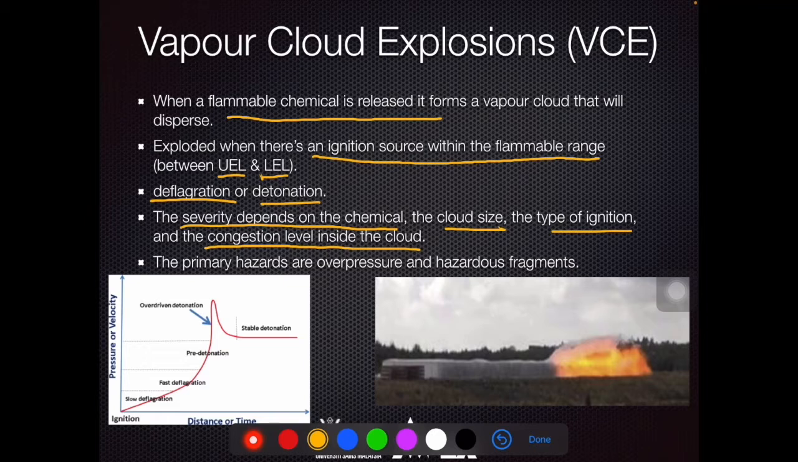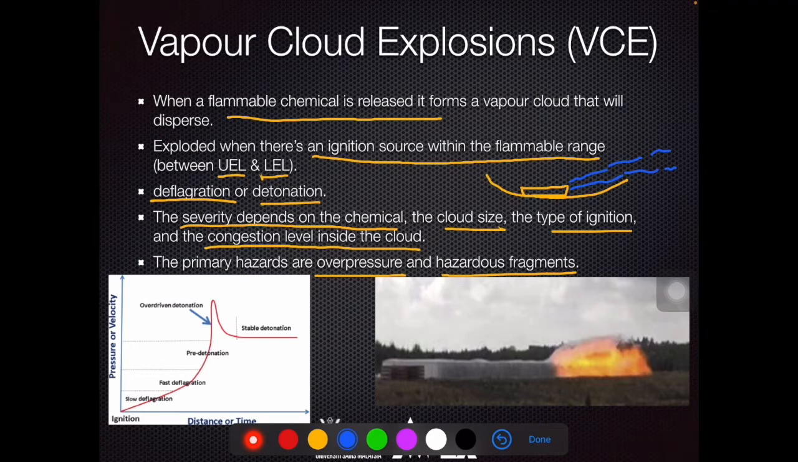The primary hazard here for the vapor cloud explosion is the overpressure and hazardous fragments. Like I said earlier, if we take the example of the gas stove, there are several times when we try to ignite this gas stove, it will not ignite. It will just let out the gas.